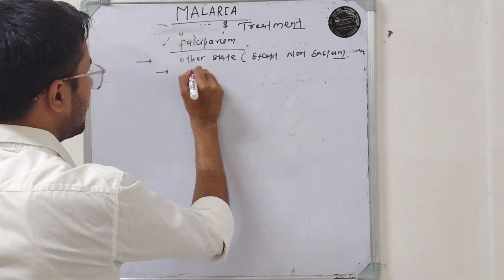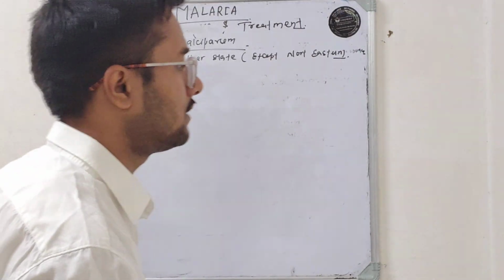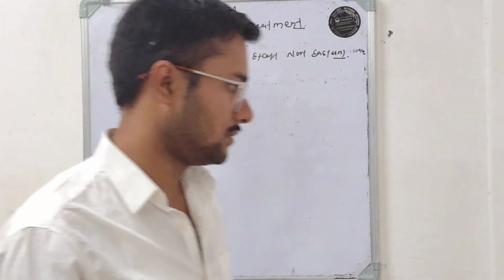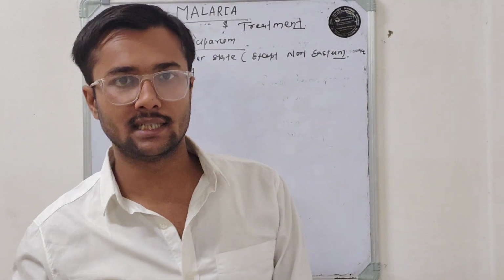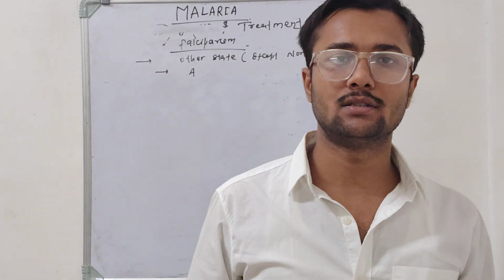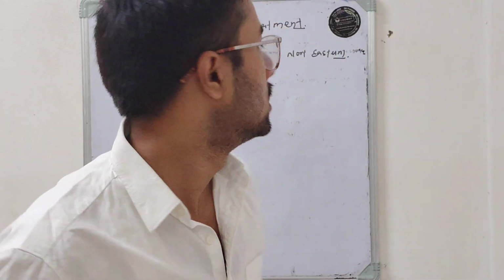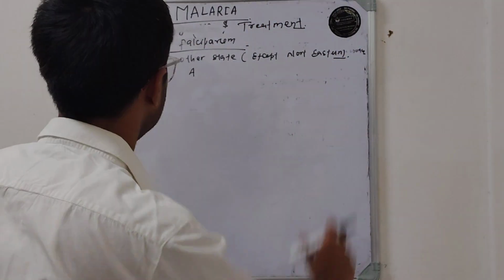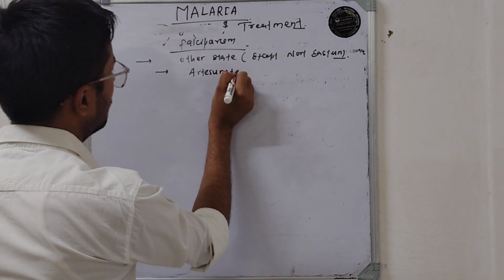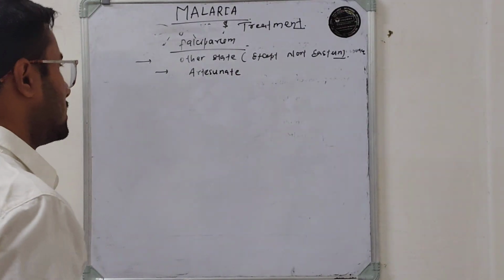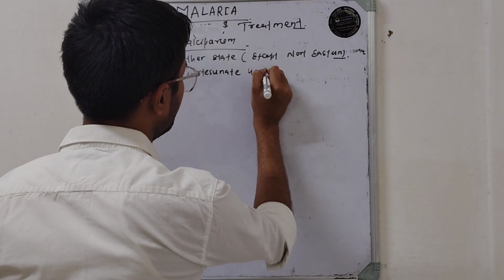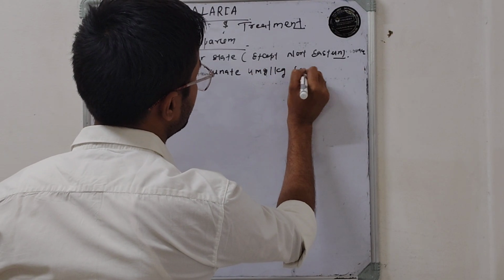We start with artemisinin-based therapy. What is this artemisinin? Artemisinin derivatives are used for killing the malarial parasites, and we commonly use two artemisinin derivatives. One is artesunate and another is artemether. So in case of other states, in the guidelines it is written artesunate. Okay, so what is the dose of this artesunate? In falciparum malaria we give artesunate at a dose of 4 mg per kg for 3 days.